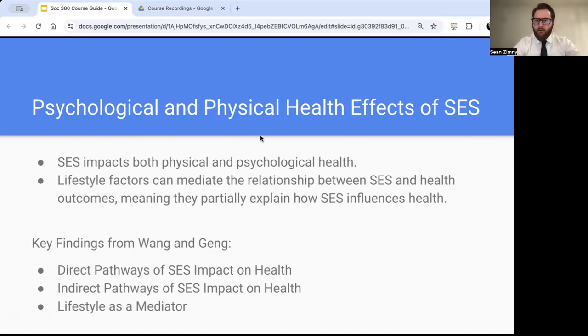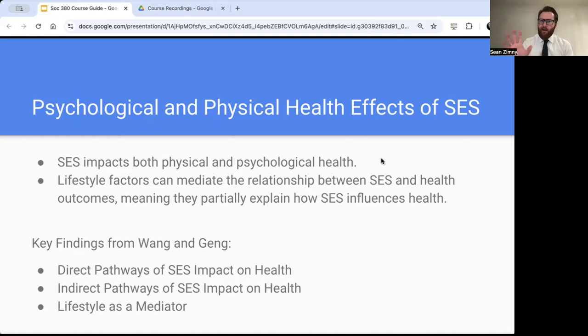Again, we're talking about the impact on both physical and psychological health, and how socioeconomic status influences those things both directly and indirectly. A couple of key findings from this article that I want to highlight as well. Number one, the direct pathways' impact on health. One direct pathway example is access to healthcare. Lower socioeconomic status individuals may lack access to quality healthcare services due to financial barriers or inadequate insurance. A second component of direct pathways is resource availability. High socioeconomic status individuals have greater access to health promoting resources such as nutritious food, safer housing, and healthcare providers.